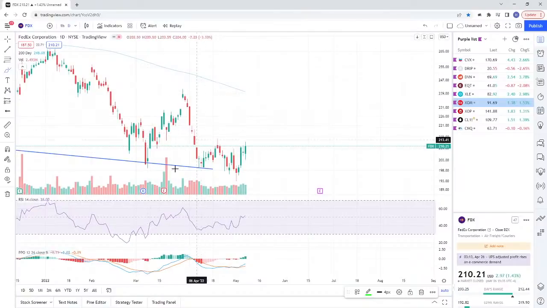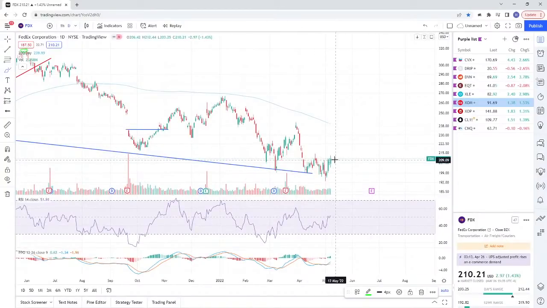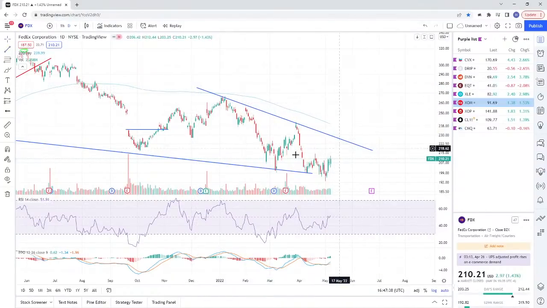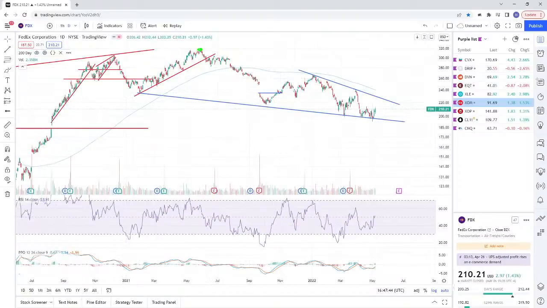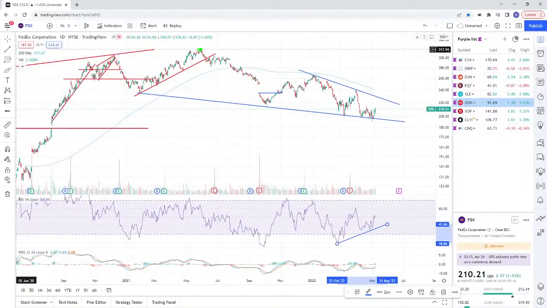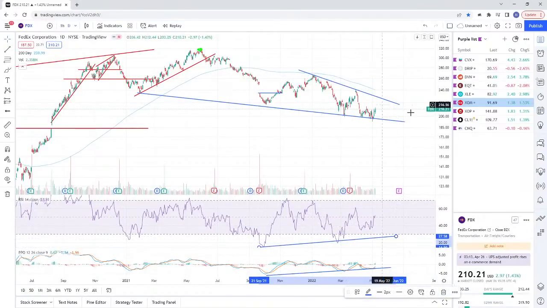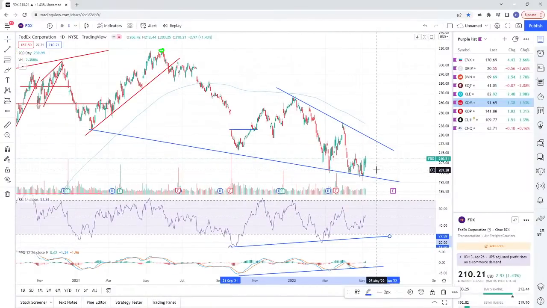All right, FDX, FedEx. Bear trend. Probably a bullish falling wedge. Bullish divergence. This divergence actually is just really starting from here. Bullish divergence, bullish falling wedge. So it's a bullish setup. That's what I see. But we are still in a bear trend.